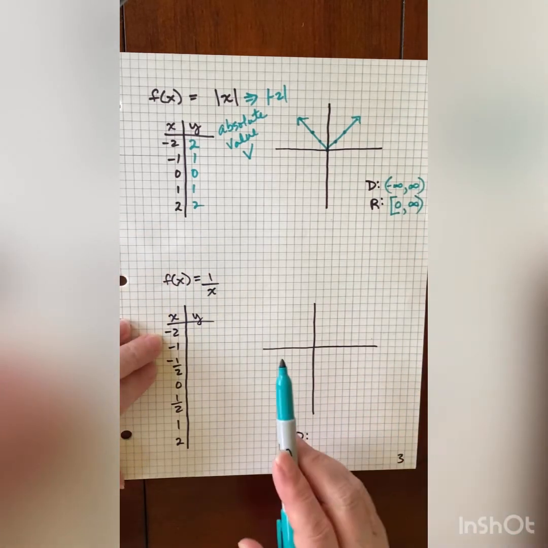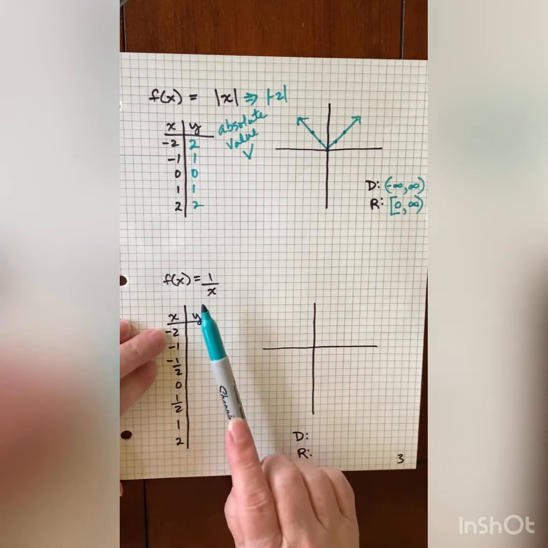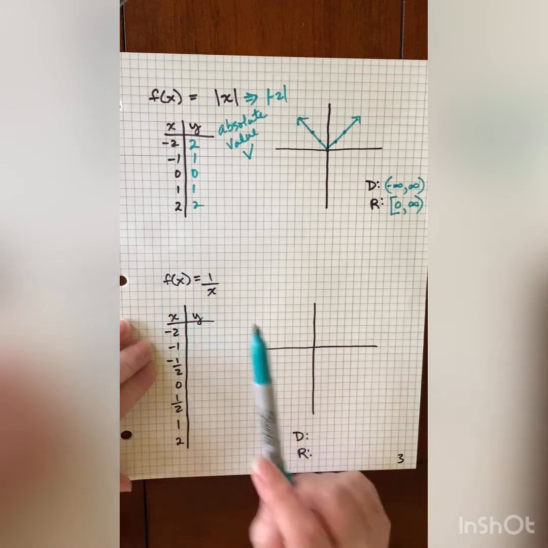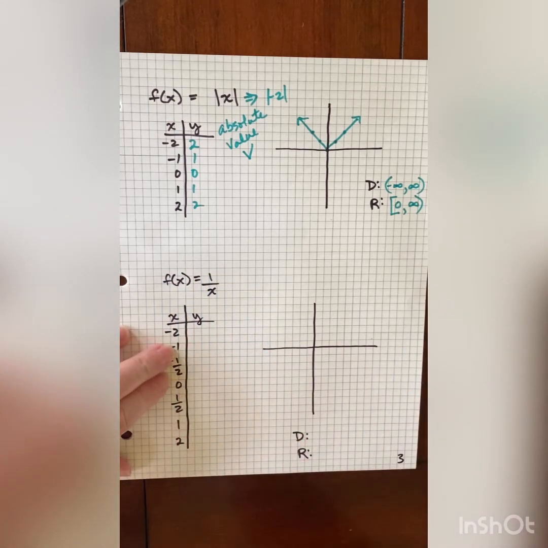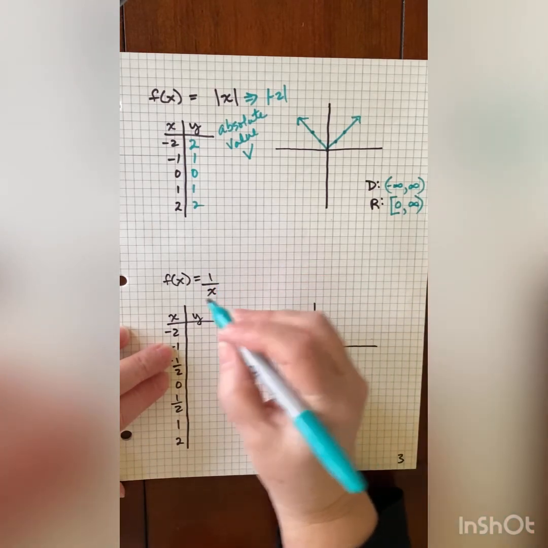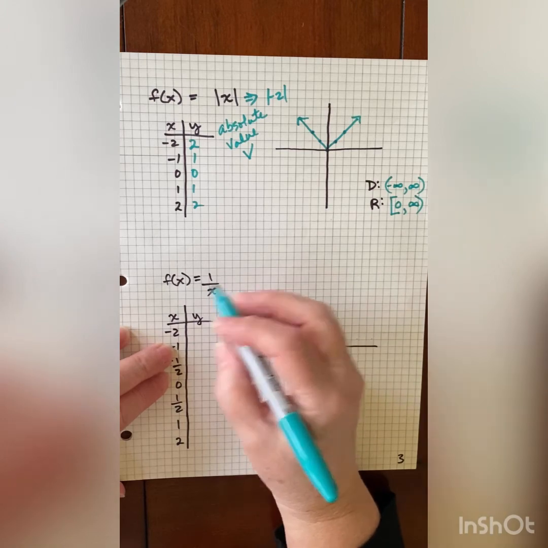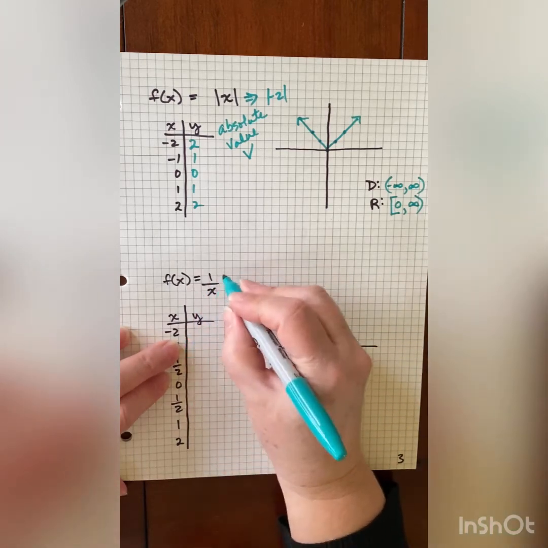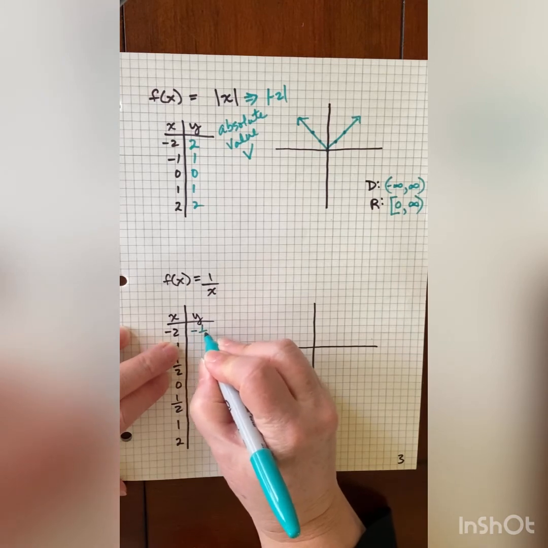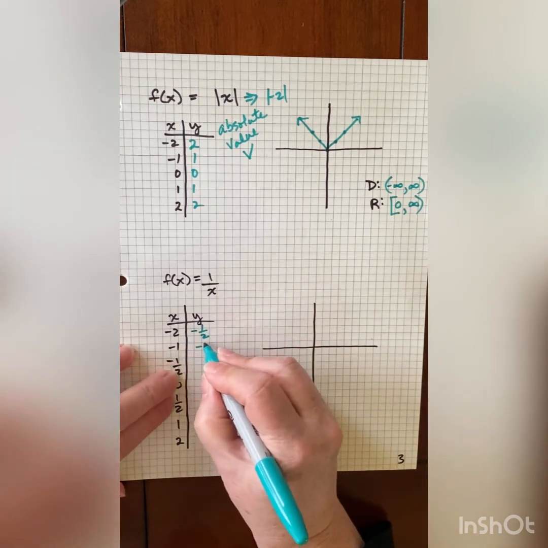All right, we're not going to work with this one a whole lot in our class. Math 111 spends a lot of time on these types of functions, but I want you to see it real quick. Let's put a -2 in there. So I'll get a -1/2. Put a -1 in there, I get -1.